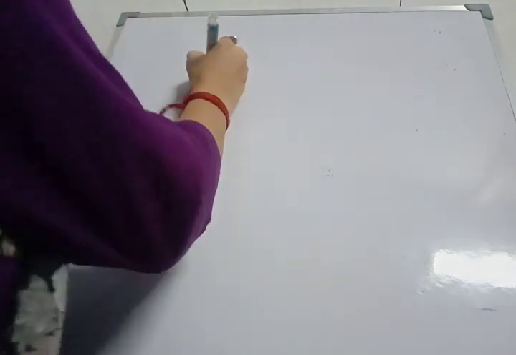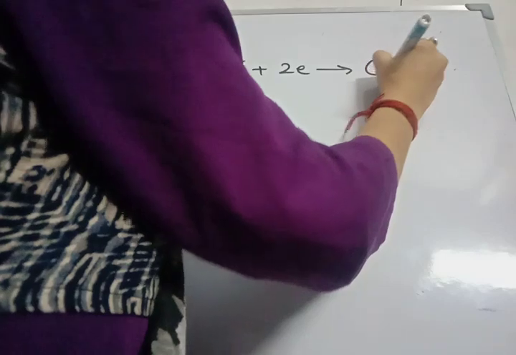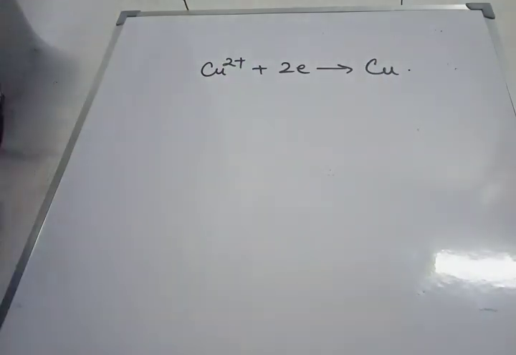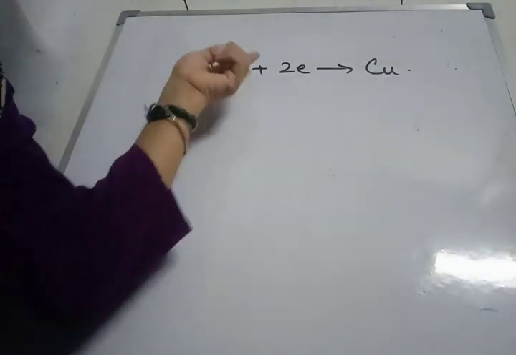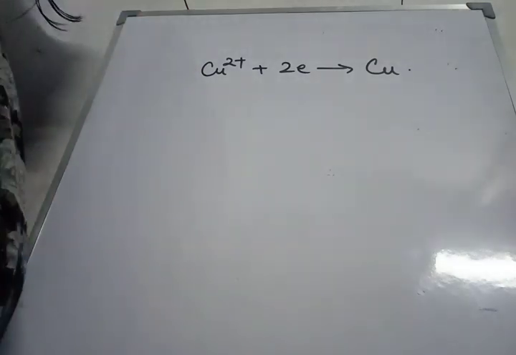So the reaction at the cathode is this one. Cu2+ gains 2 electrons to form copper. This is the reddish brown deposit of copper that we get at the cathode. And obviously copper ions get deposited because of their lower position in the electrochemical series.